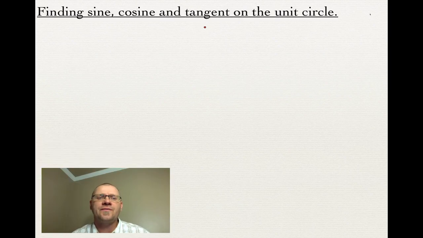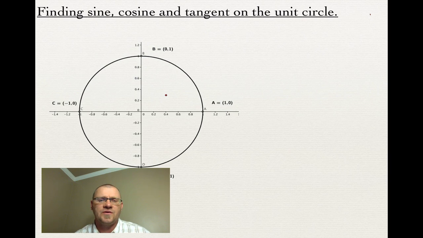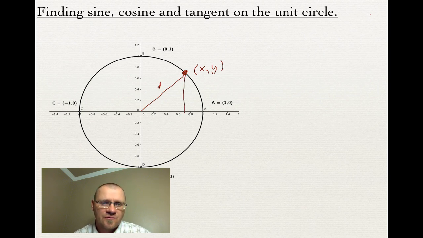So what we're going to do first is find sine, cosine, and tangent on the unit circle. So on this unit circle, I'm just going to draw any point. I'm going to call that point x, comma, y. I'm going to make a right triangle coming from the origin, or the center of the circle. And knowing that this is a unit circle means that this has a radius of 1. It'll have a horizontal length of x, because it's x over, and it'll have a vertical length of y, because it's y up.